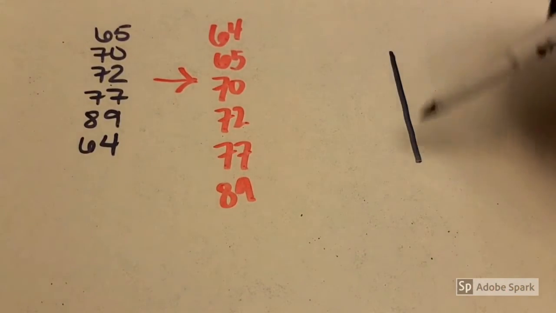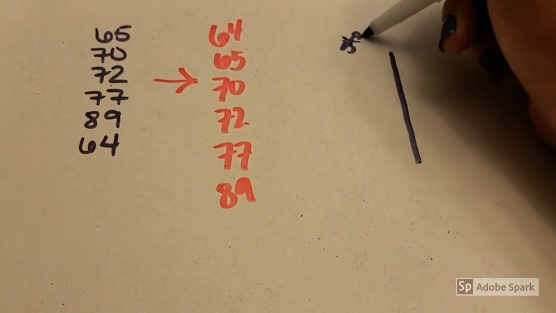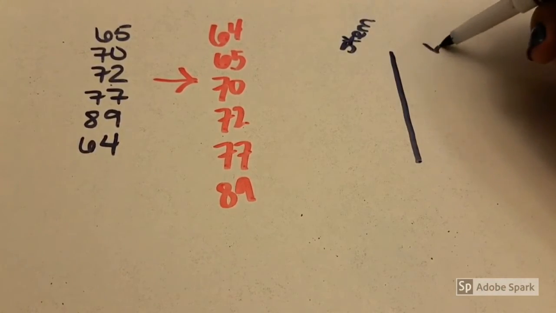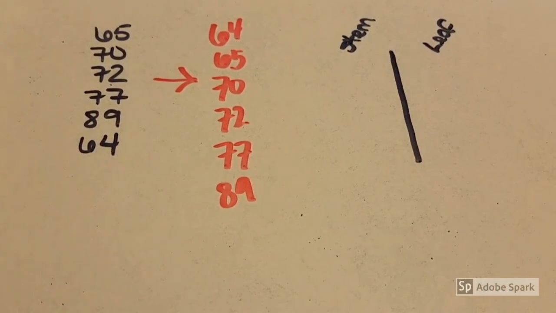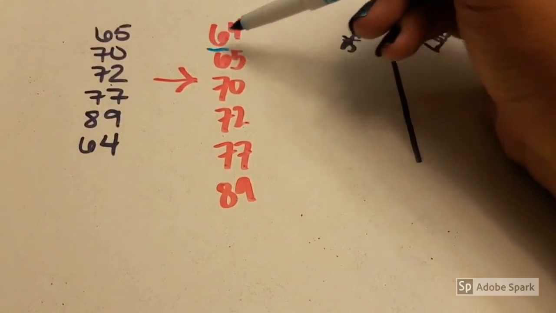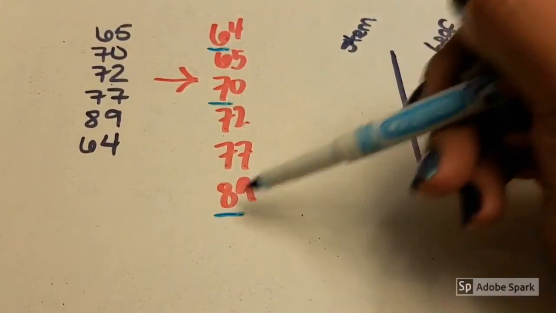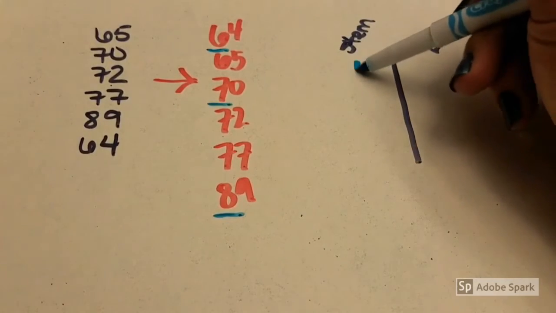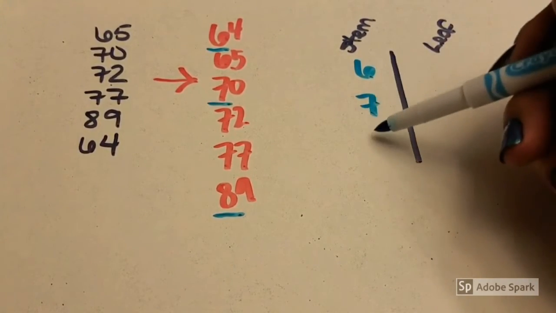The table itself is very simple. Just draw a vertical line with your stems on the left and your leaves on the right. To enter your data, first locate your stems, which are your first digits, and insert them onto the left side of the table under the stem area.